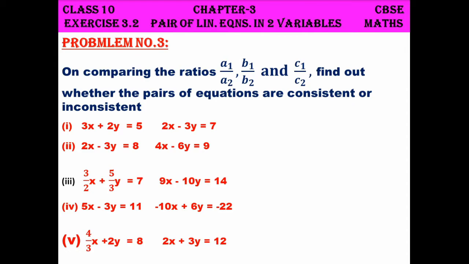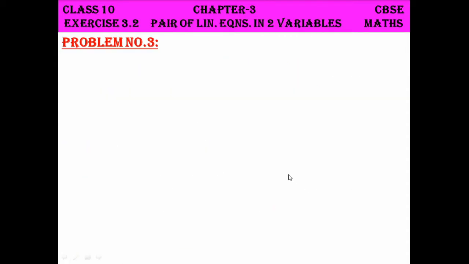Okay, now here we are given 5 pairs of equations. Let's sort out one by one. Okay, now let's consider the first subdivision. The equations are 3x plus 2y equals 5, 2x minus 3y equals 7.